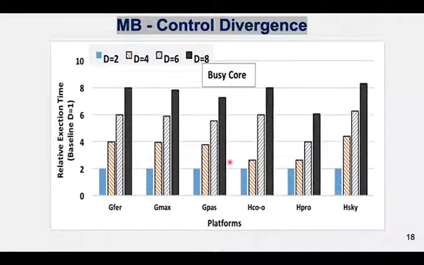Here's the result. We can see that on all the platforms considered, the running time increases almost linearly with the degree of divergence D. The cost of control flow divergence on hybrid architecture is comparable to that on GPUs.